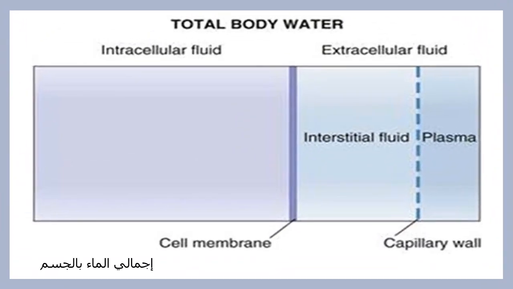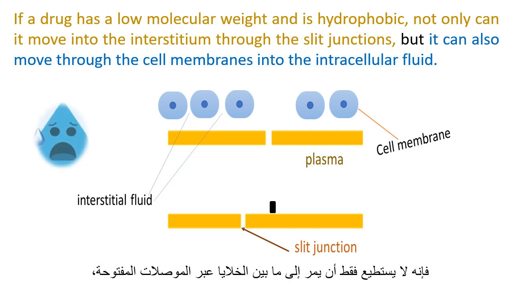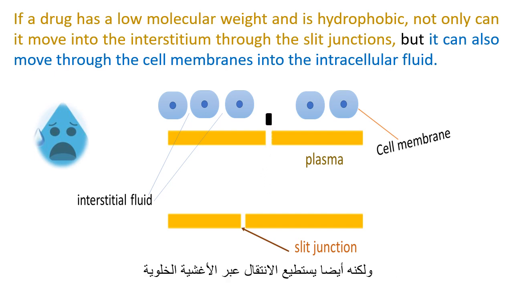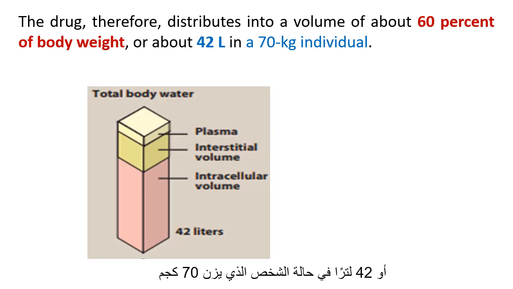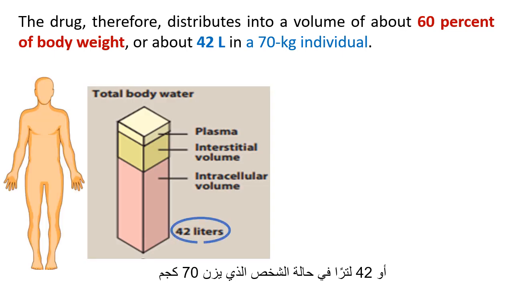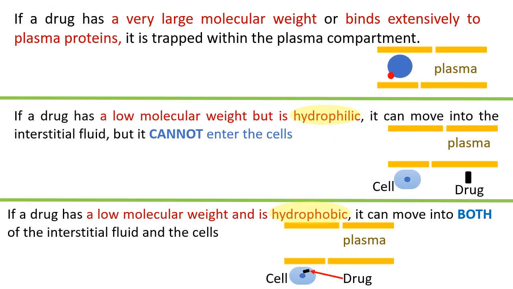Total body water. If a drug has a low molecular weight and is hydrophobic, not only can it move into the interstitium through the slit junctions, but it can also move through the cell membranes into the intracellular fluid. The drug, therefore, distributes into a volume of about 60% of body weight, or about 42 liters in a 70 kilogram individual. Ethanol exhibits this apparent volume of distribution. Note the difference.